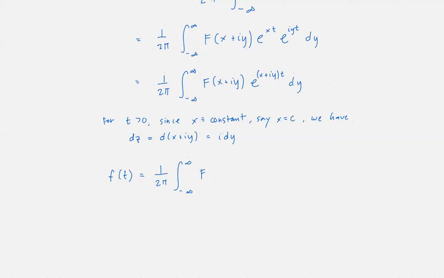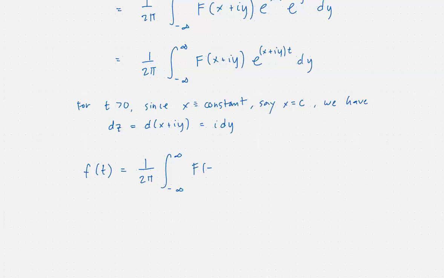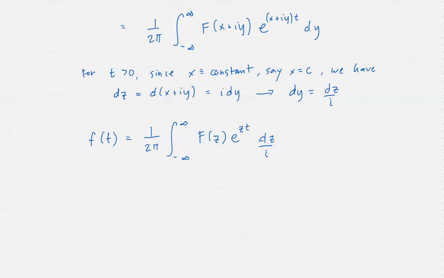So this is going to be F of z, then e raised to zt, right? And then, of course, we can write this as... so we need dy. Okay, so from here, we have dy is equal to dz over i. Now we can transfer i because it's just a constant. So we're going to have 1 over 2 pi i, integral from negative infinity to infinity of capital F of z, e raised to zt dz.